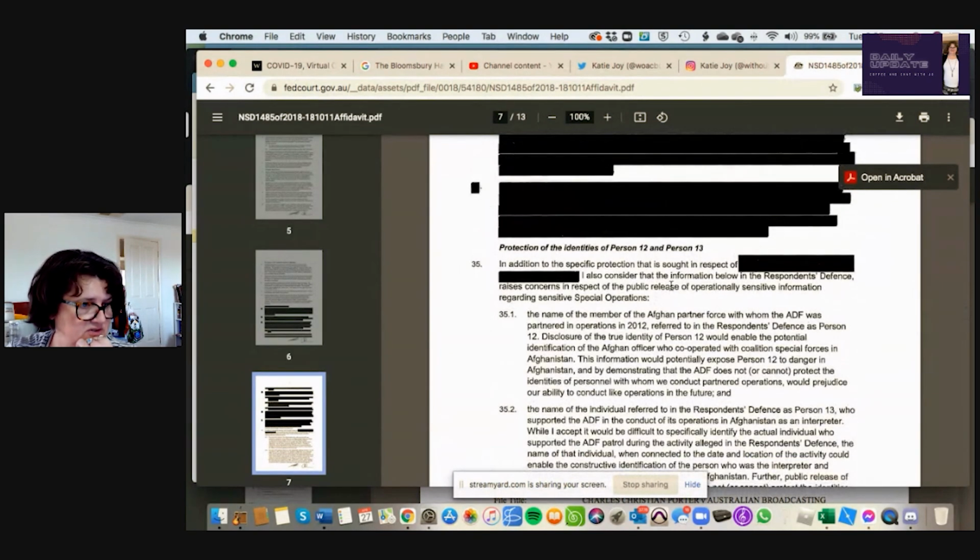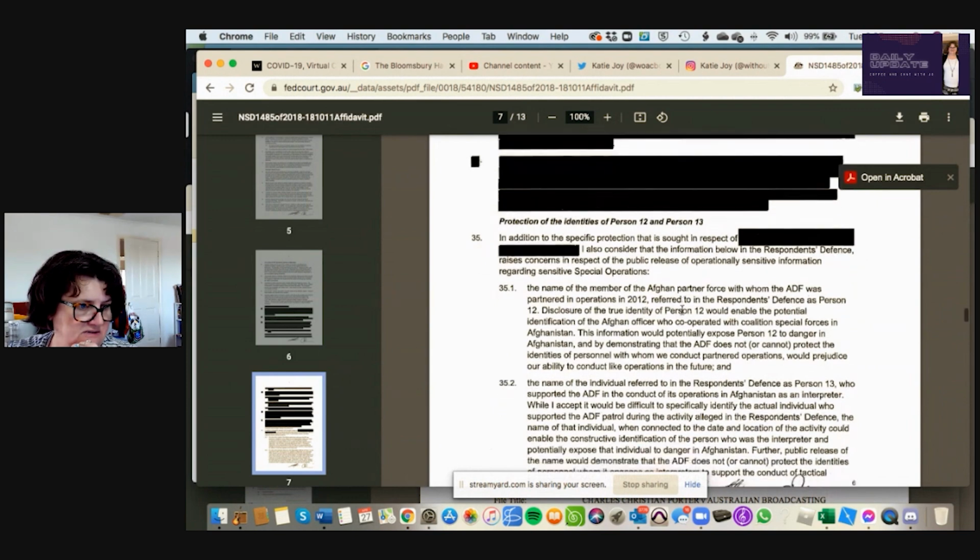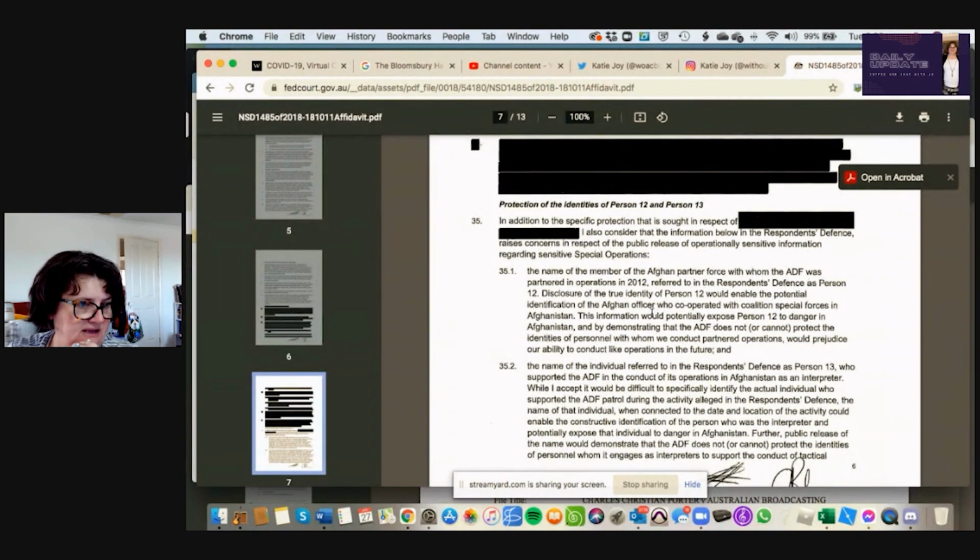In addition to the specific protection that is sought in respect of redacted, I also consider the information below in the respondent's defence raises concerns in respect of the public release of operationally sensitive information regarding sensitive special operations. The name of the member of the Afghan partner force with whom the ADF was partnered in operations in 2012, referred to in the respondent's defence as Person 12.